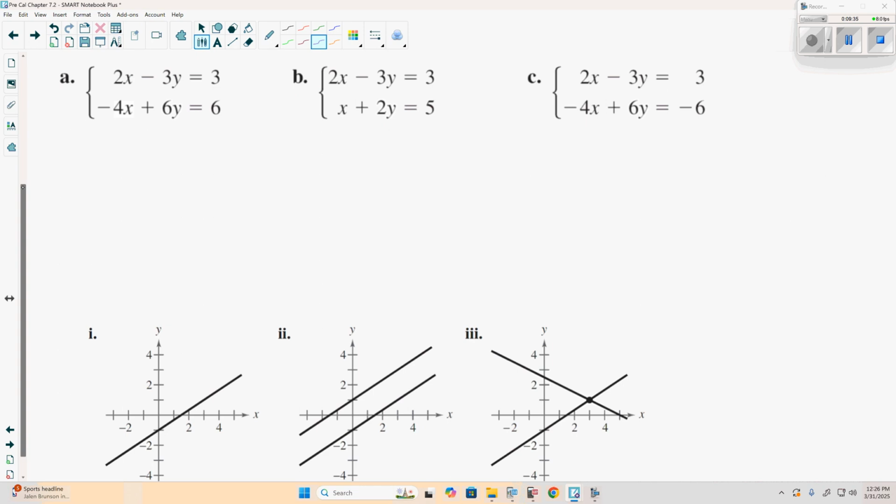The reason I say that is because if we look at x, we have 2x and negative 4x. What do we need to multiply 2x by to get 4x? 2. So it's a nice number. We're not having to multiply both. We can multiply this entire equation by 2. 2x times 2 is 4x. I'm just going to write it underneath. 2 times negative 3y is negative 6y. 3 times 2 is 6.